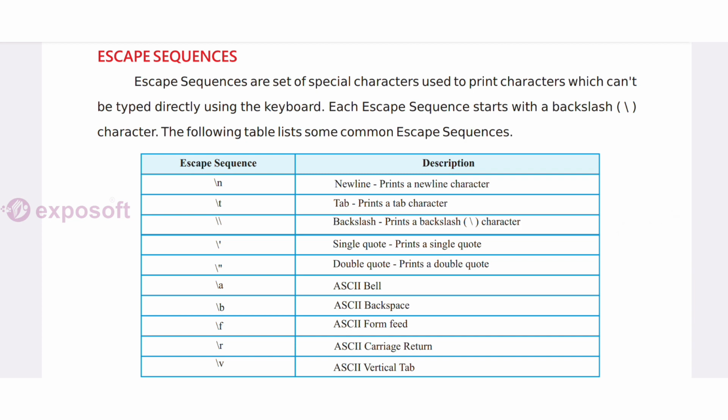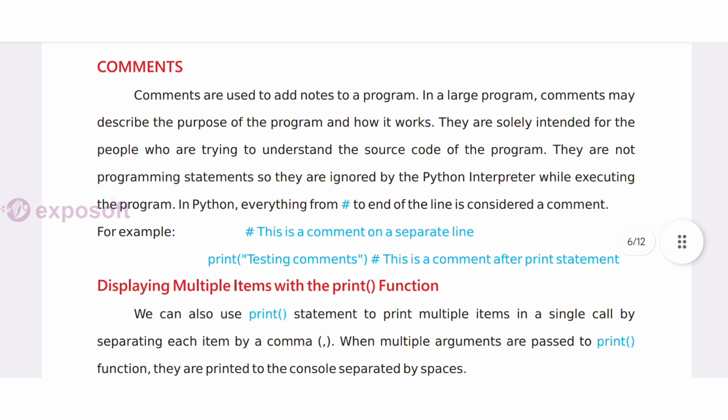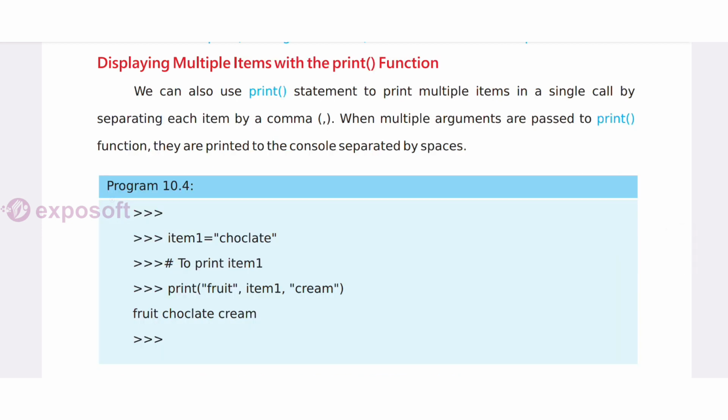Escape sequences. Escape sequences are a set of special characters used to print characters which can't be typed directly using the keyboard. Comments. Comments are used to add notes to a program. In a large program, comments may describe the purpose of the program and how it works. For example, displaying multiple items with the print function.